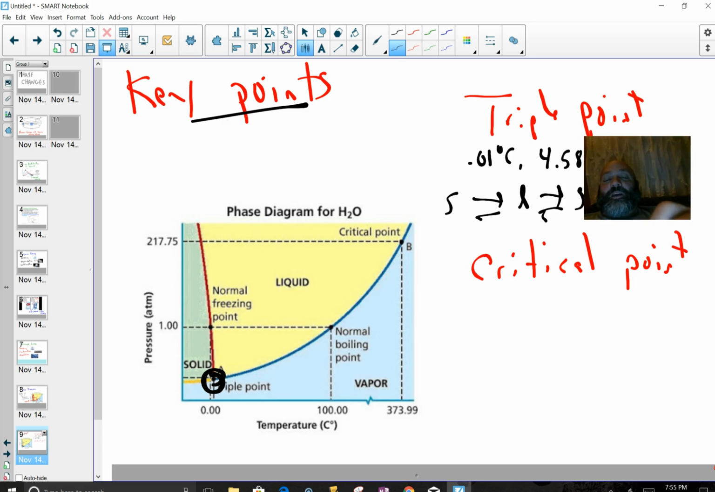The other point here is called the critical point, and that is what we call the critical temperature and pressure at that point.